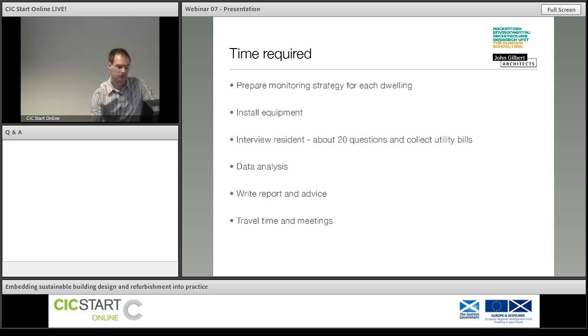So you prepare a monitoring strategy for each of the houses, install the equipment, interview the resident, then there's the data analysis. Ideally, all of these things would be done by the same person, so that they have the data in front of them, they have the questionnaire results, but also they've been to the house and they remember it was sunny on that particular side into that window, and that room was used by the dog, and all that kind of stuff. Then you can write a report on the advice and obviously travel time.